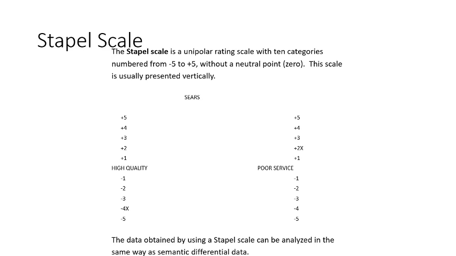Let's suppose it is given as high quality. So high quality may be -1 to -5, or maybe +1 to +5. For poor service, let's suppose City Shopper is a high quality outlet available at Haripur, or City Shopper has poor service. Either way, you can read positive or negative. So Stapel is also a scale to measure responses of respondents or for collecting data.